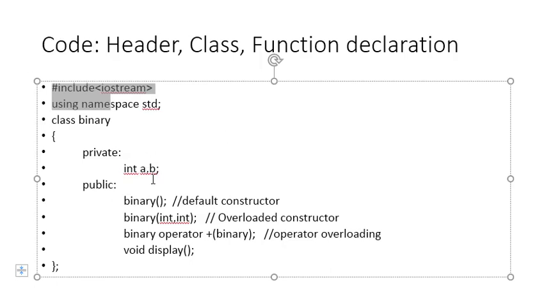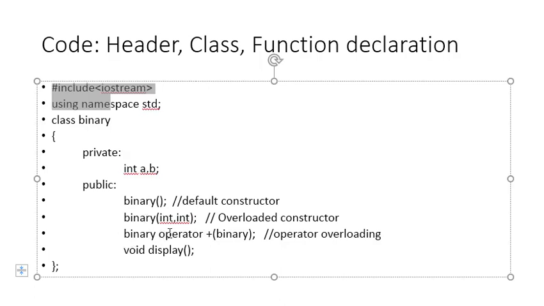Here I declare two variables privately, a and b, and the functions I declare in the class publicly. One is Binary, which has no return type and is just like the name of the class, so it is a constructor, and there are no parameters in it, so it is a default constructor. The other one is also a constructor but an overloaded constructor, as there are parameters inside the function, and it has no return type and is just like the name of the class.